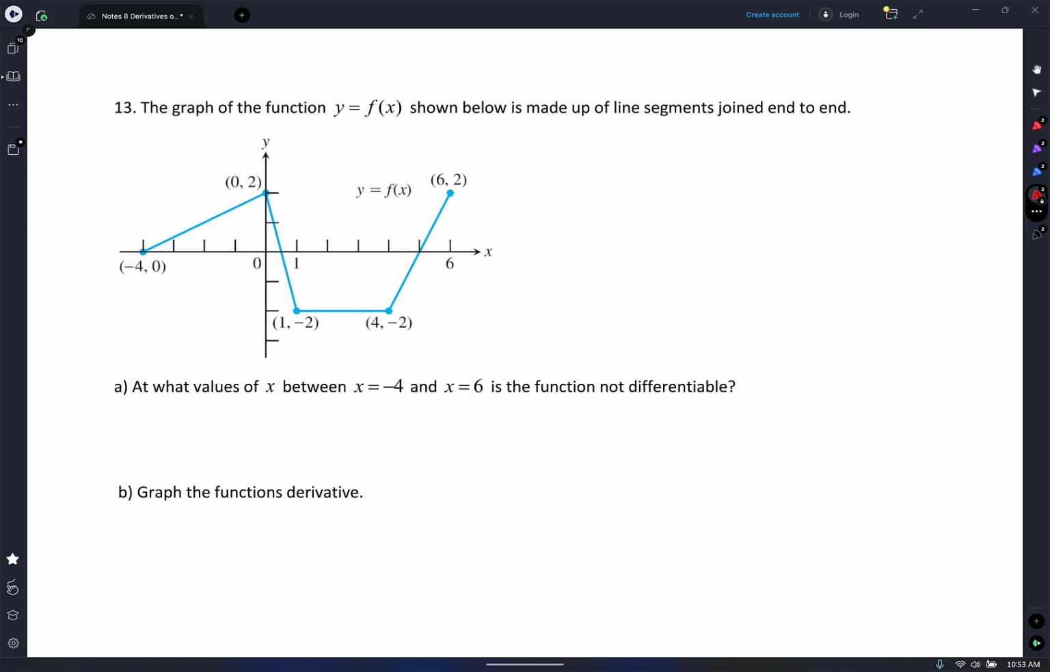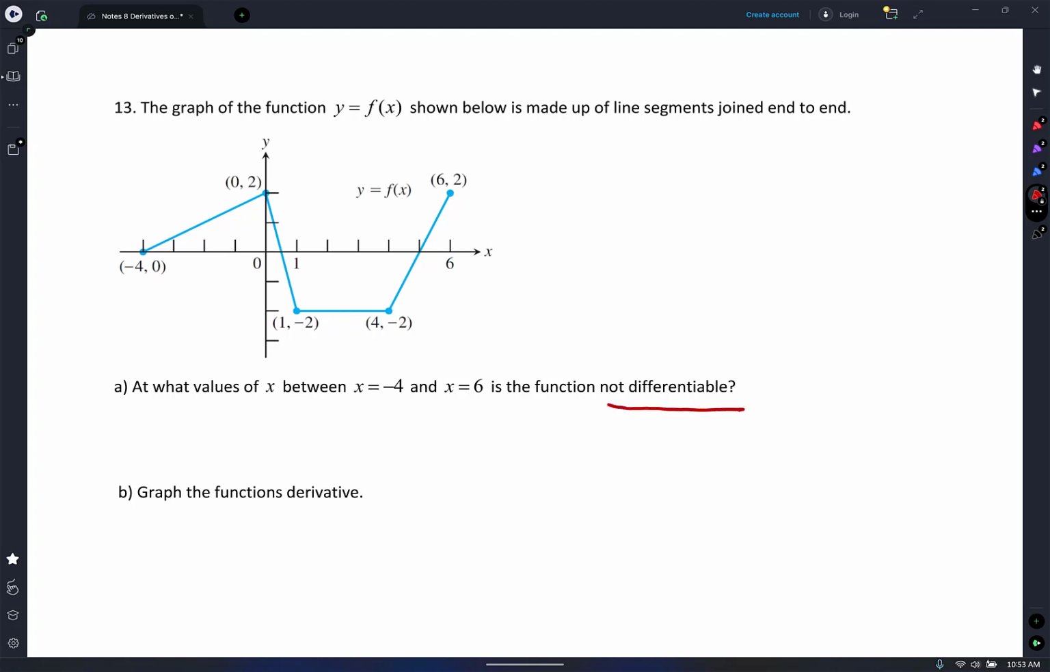The graph of the function y equals f of x shown below is made up of line segments joined end to end. Okay, I can see that. They're all linear lines. Are we okay? So I see a whole bunch of linear lines. It says, at what values of x between -4 and 6 is the function not differentiable?